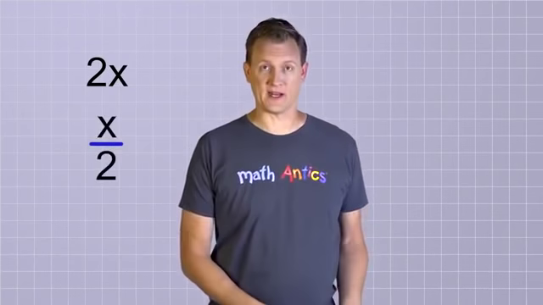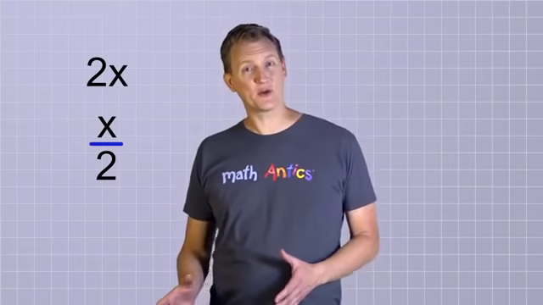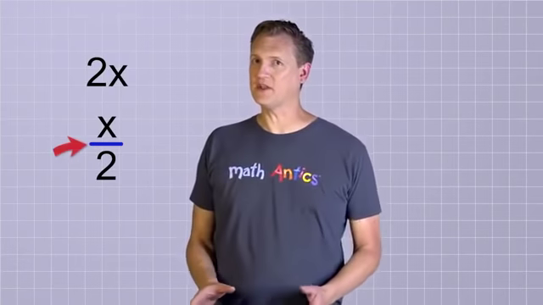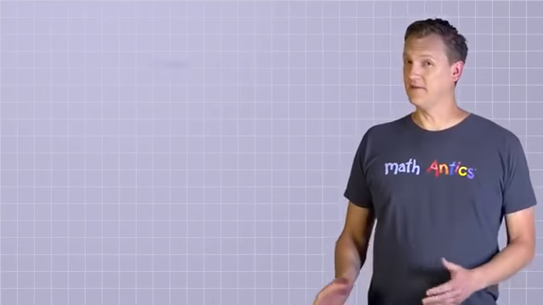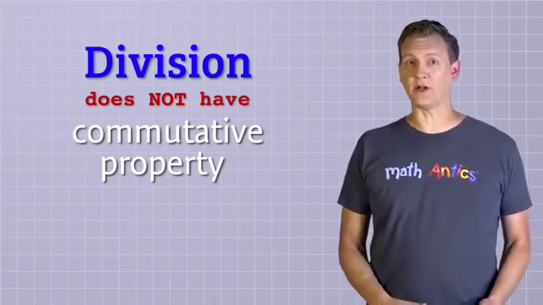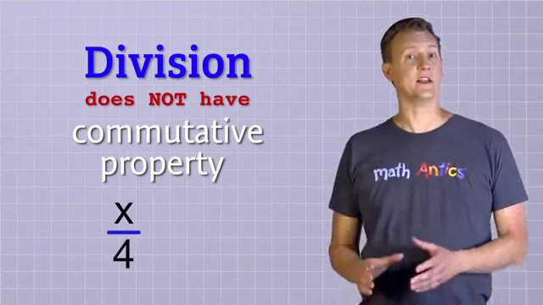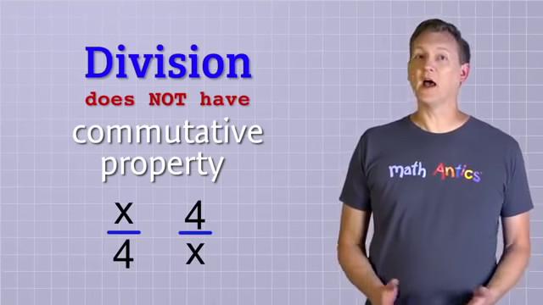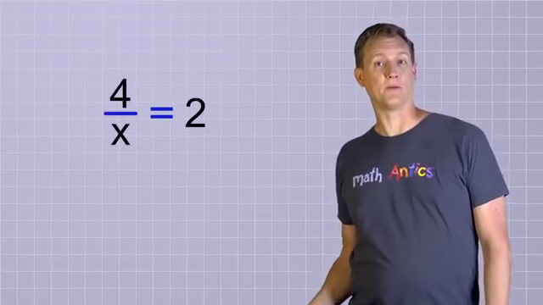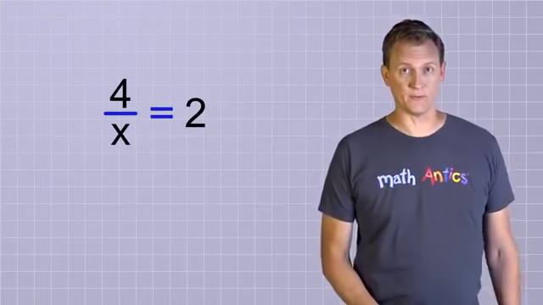Great! That's how you solve simple equations where an unknown is being multiplied by a number or divided by a number. But just like with subtraction in the last video, with division, there's a tricky variation that I need to tell you about. What if you have an equation where a number is being divided by an unknown? Since division does not have the commutative property, x over 4 is not the same thing as 4 over x. So what do we do if the unknown is on the bottom, like in this problem? 4 over x equals 2.